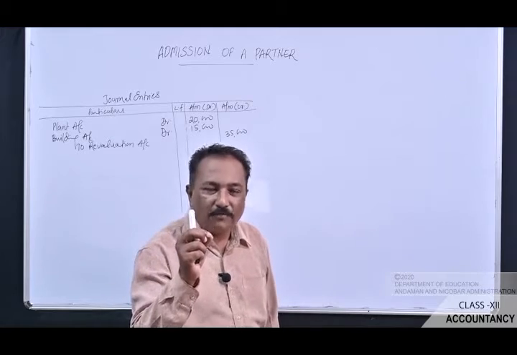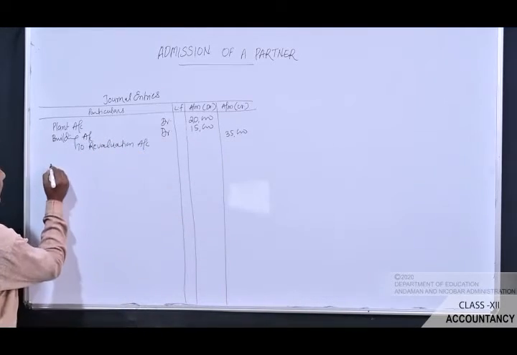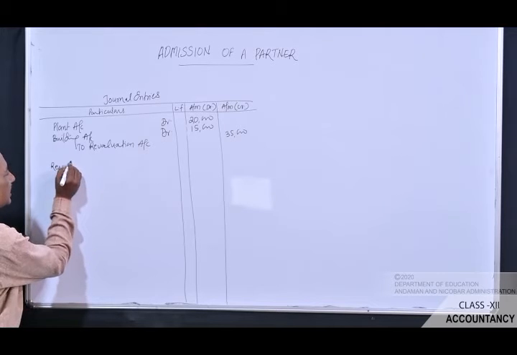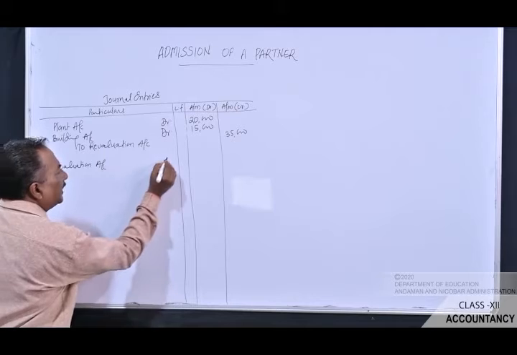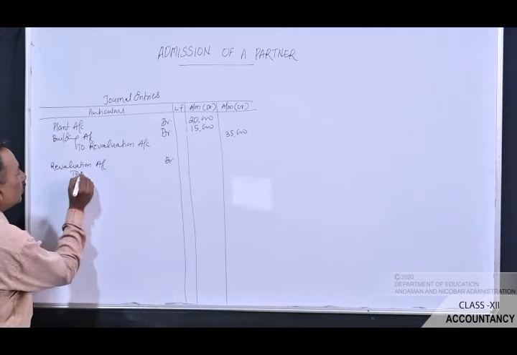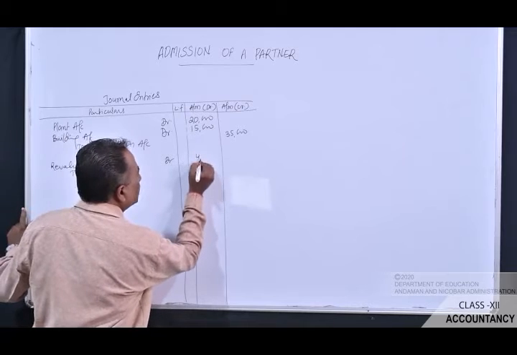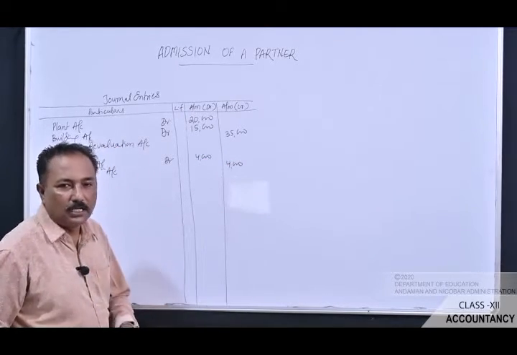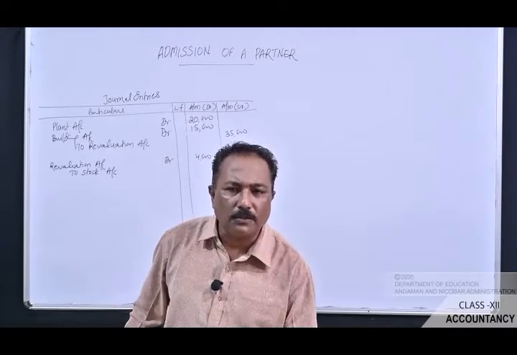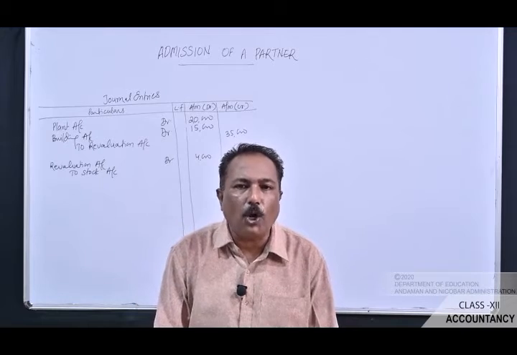Now the value of the stock has reduced, so at that moment the general entry will be revaluation account debit to stock account, and the amount is rupees 4,000. You have to record here as rupees 4,000. Now let's pass on to point number 4. Provisions for doubtful debt is to be created at 5% on debtors.